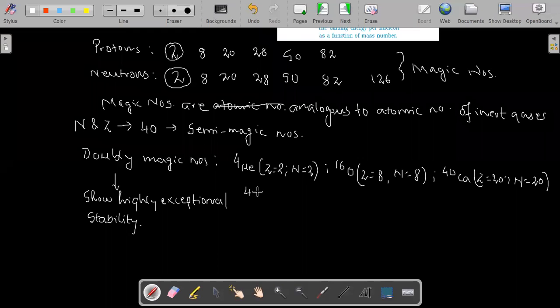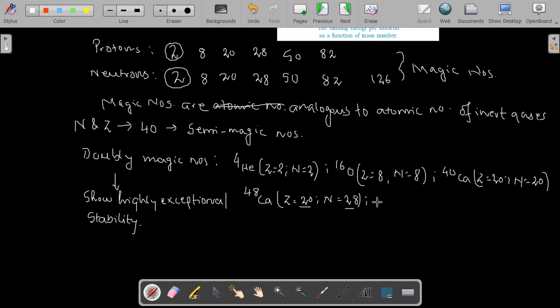The answer is no, because if you consider something like calcium-48, Z is equal to 20 again, but here we have the number of neutrons as 28. So 20 is a magic number, and 28 is also a magic number. So it basically belongs to the doubly magic number category.